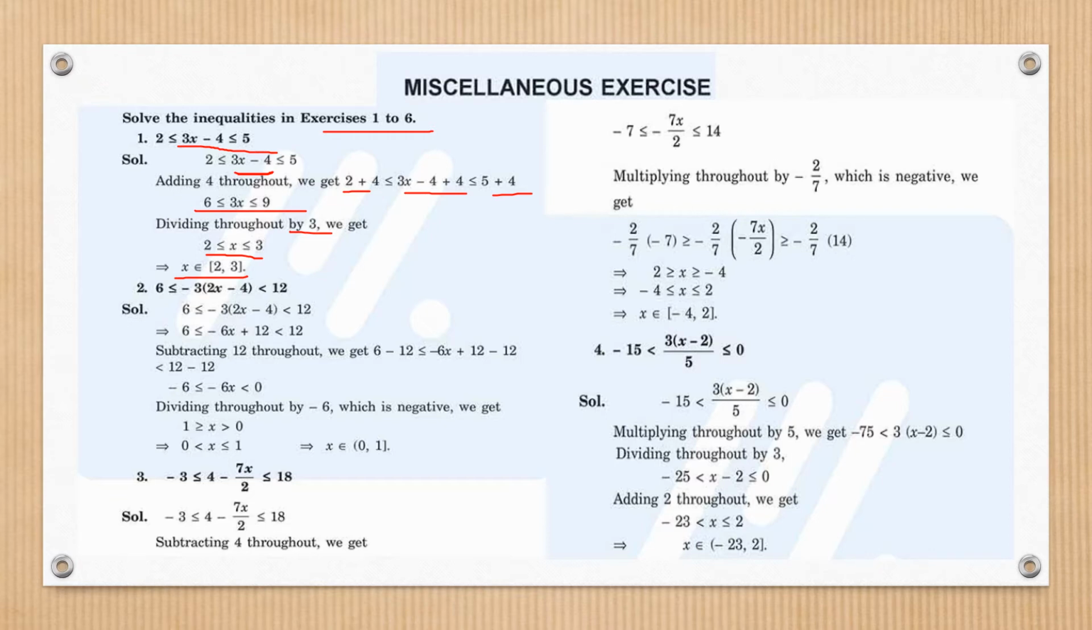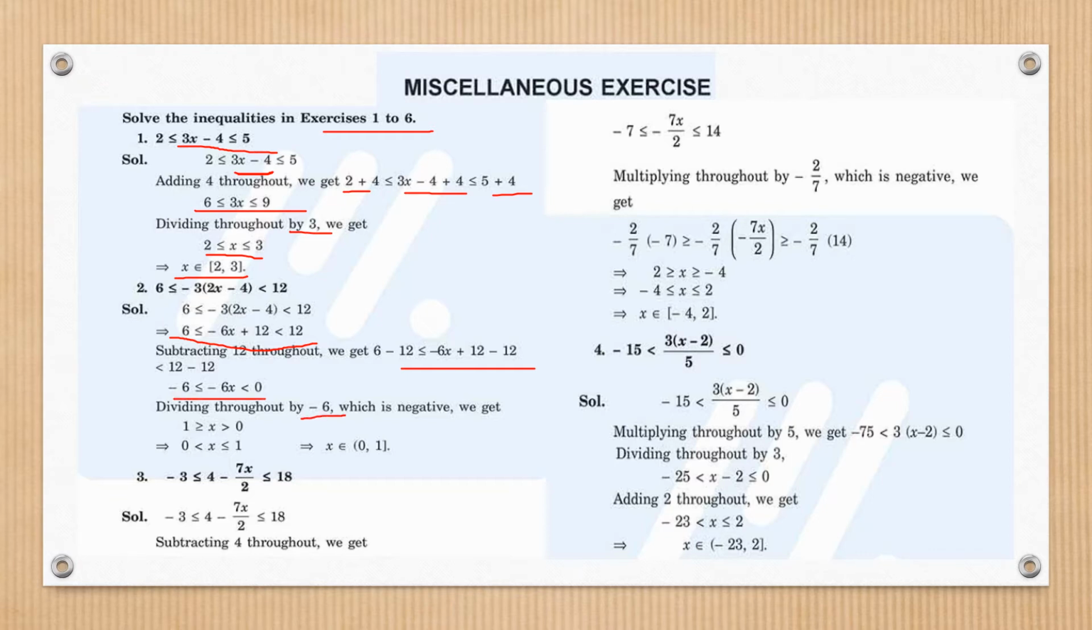Next is 6 less than equal to minus 3 times 2x minus 4 less than 12. So open the bracket, I'll get in between minus 6x plus 12. Firstly, to eradicate this, I have to subtract 12 throughout. So I get here 6 minus 12 is minus 6, and this is 0. Now I have to divide by minus 6.